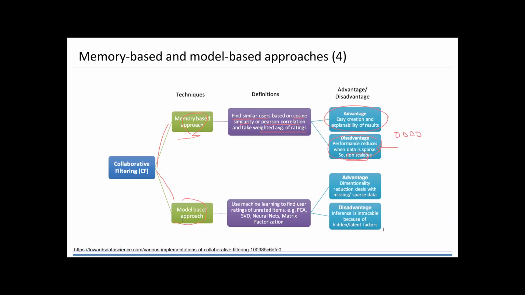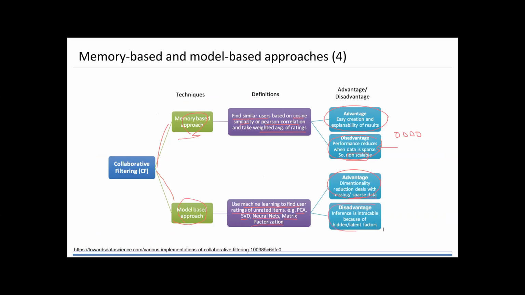In the model-based approach, we use machine learning to find the user's rating of unrated items. There are many approaches, for example PCA, SVD, neural networks, or matrix factorization. The advantage is we can reduce the dimension. Dimensional reduction deals with missing or sparse data. So when we have a lot of sparse data, we can reduce it and deal with it.